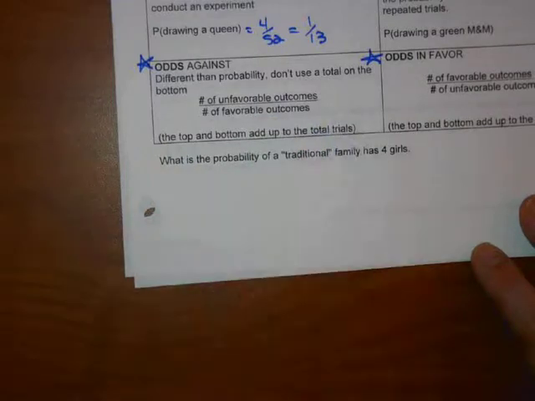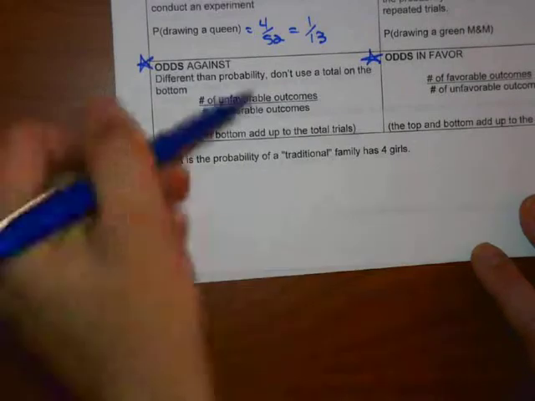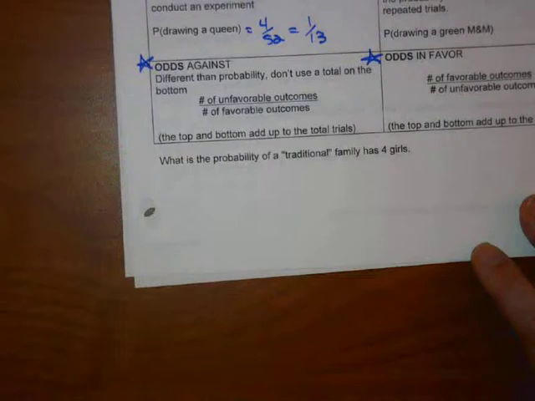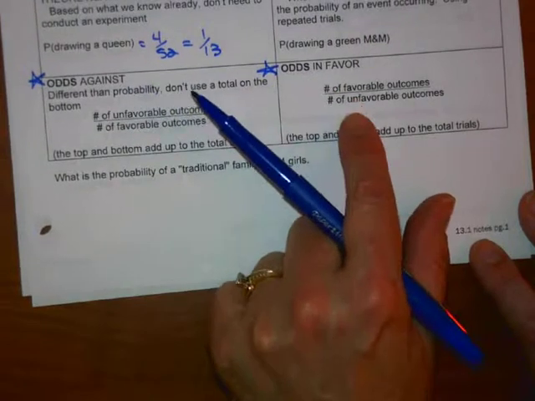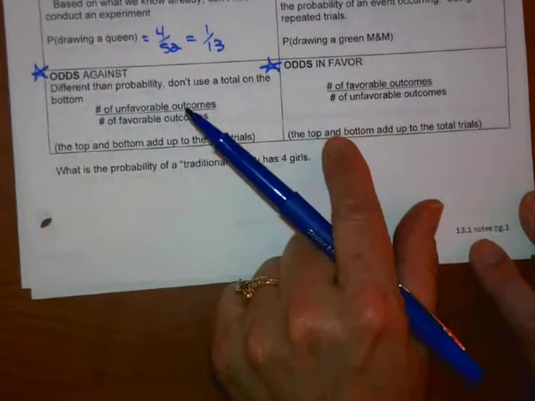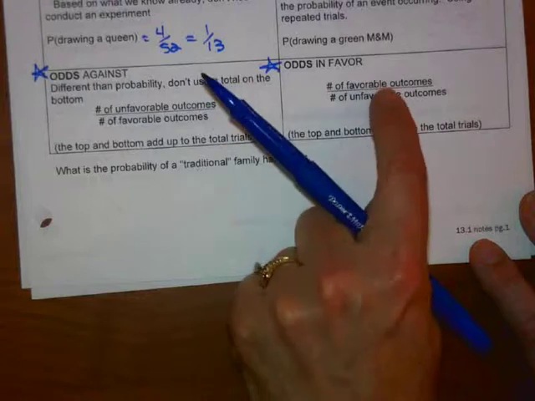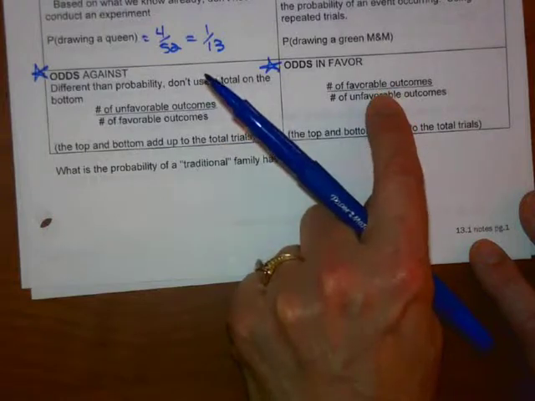Have you ever heard of horse betting, and the odds in favor of some horse's name? This is what they're talking about. They're not talking about probability. They're talking about odds. Okay? Odds in favor: the number of favorable outcomes over the number of unfavorable. So it's not using the total, but when you add these two numbers up, you get the total.